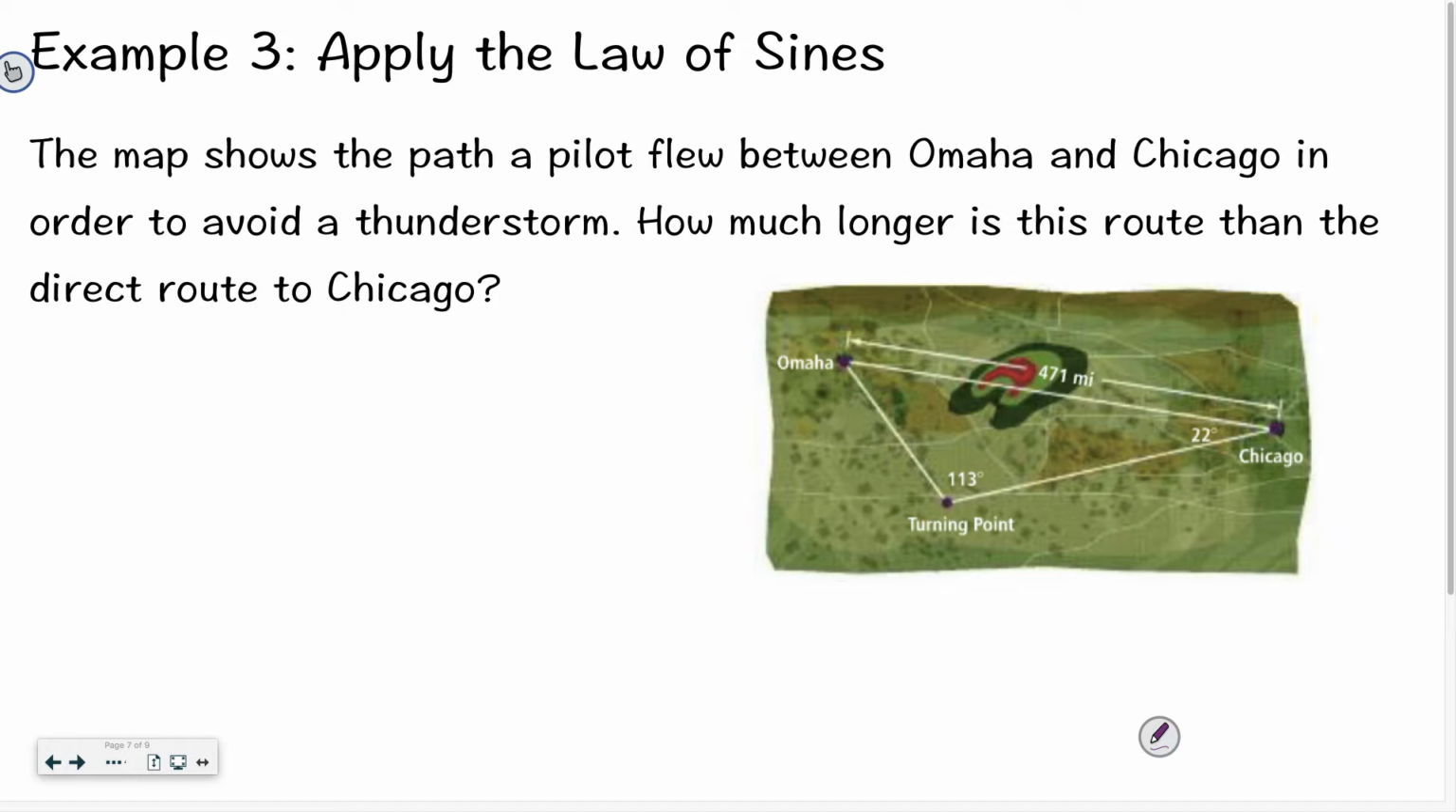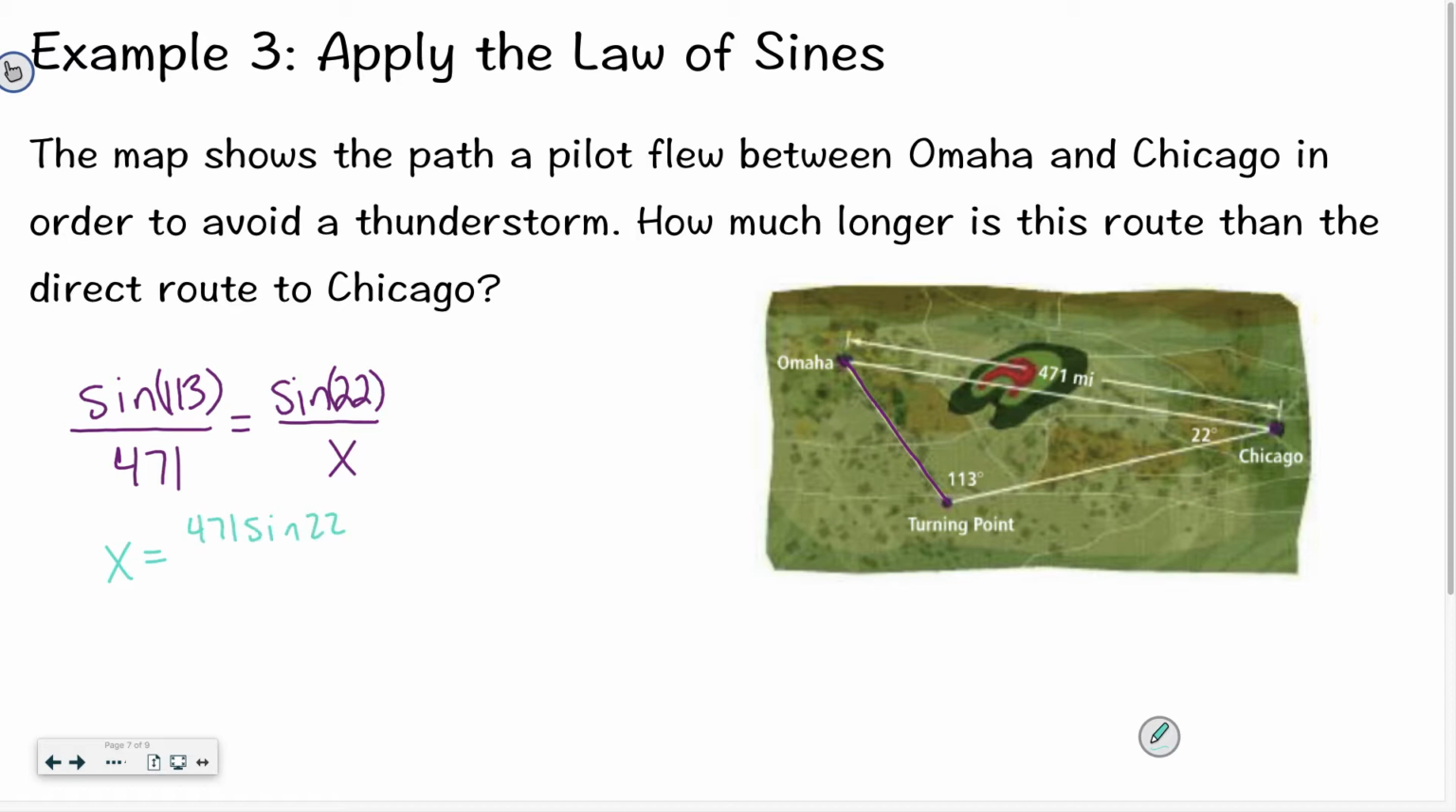Okay, so I start by solving for, I have angle 22. It means I'm going to solve for the distance between Omaha and the turning point first. So first I'm going to say sine of, actually, 113, because that's the side that's opposite the side I have. And then I'm going to say sine of 22 over x. And when I cross multiply and divide, I would have x equals 471 sine of 22.